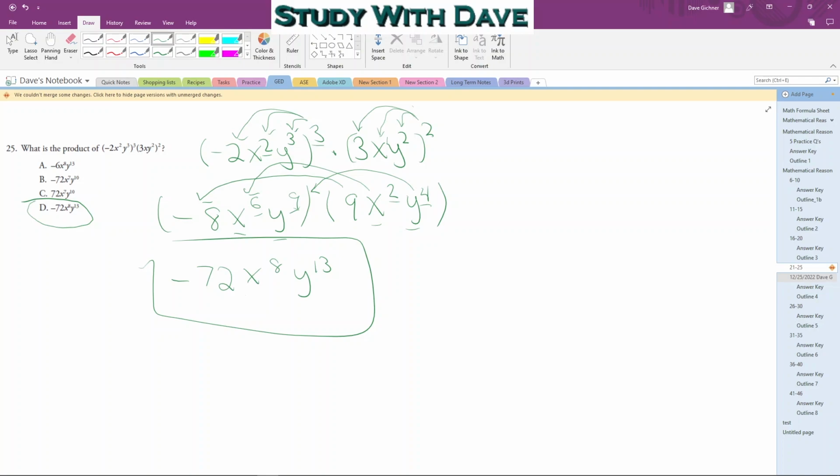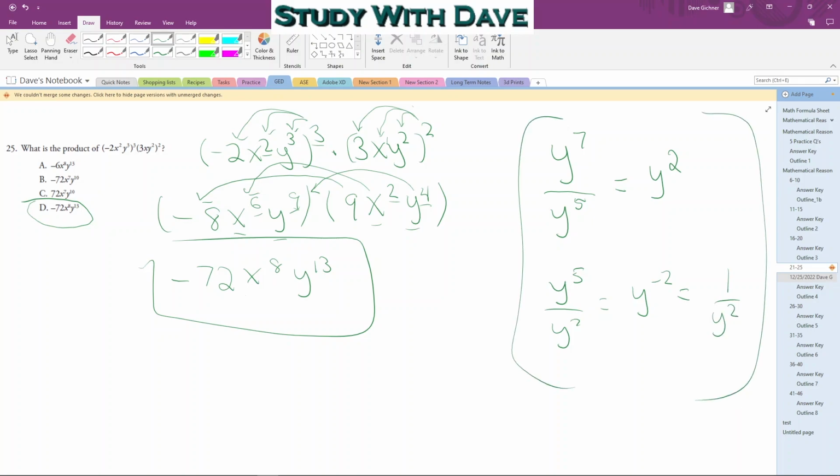And just a side note, when we have something like, let's say y to the 7 over y to the 5, whenever you have something like this, you actually subtract them if you have them in fraction form. So this is the equivalent to y squared, or you could say y to the 5th over y to the 7 is y to the negative 2, or 1 over y squared. So that's just kind of a side note to give you some more exponent properties that aren't included in this problem. And that's it for this one.